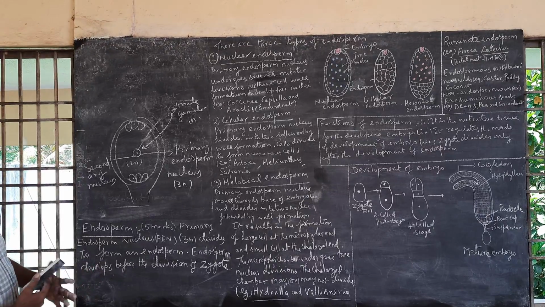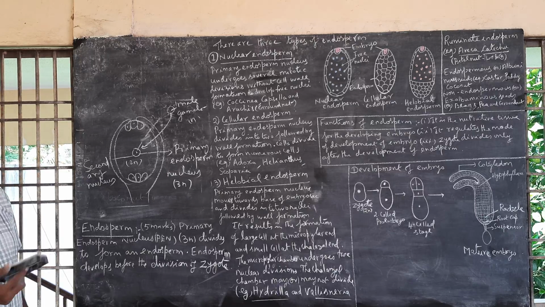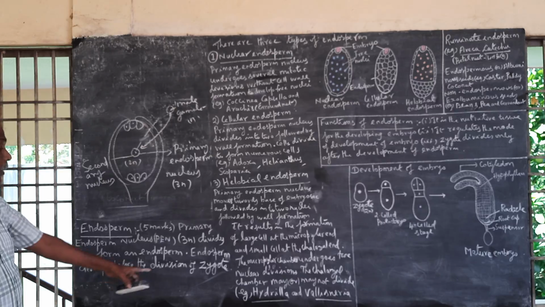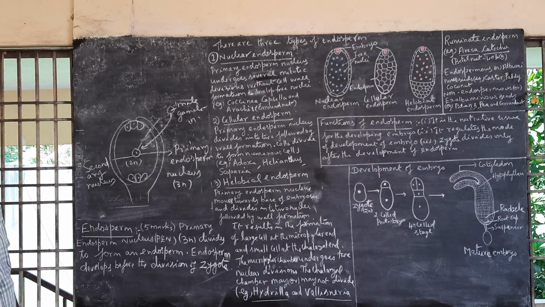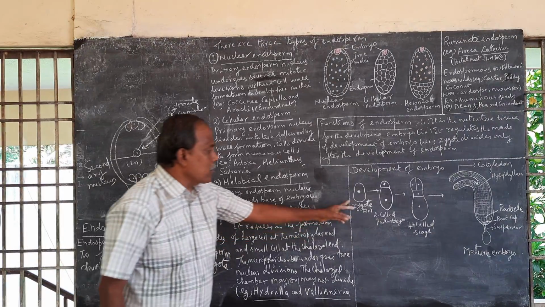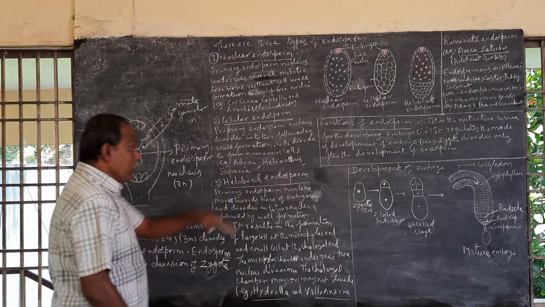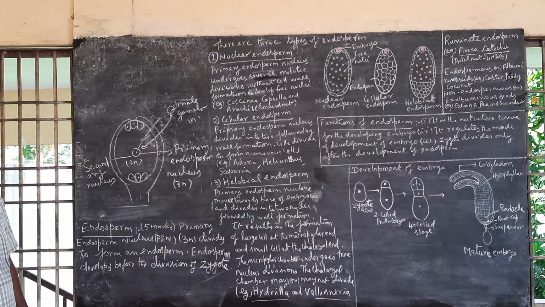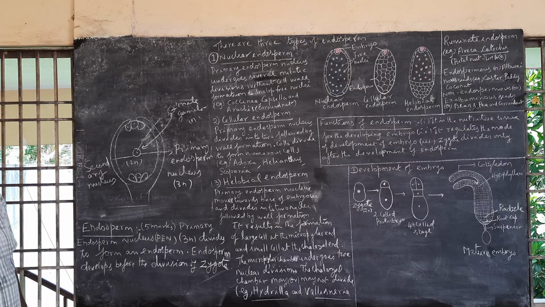The endosperm develops before the development of the zygote, in the sense before the division of the zygote. The zygote divides to form the embryo. So even before that, endosperm develops. Why does endosperm develop? It supplies nourishment for the developing embryo.